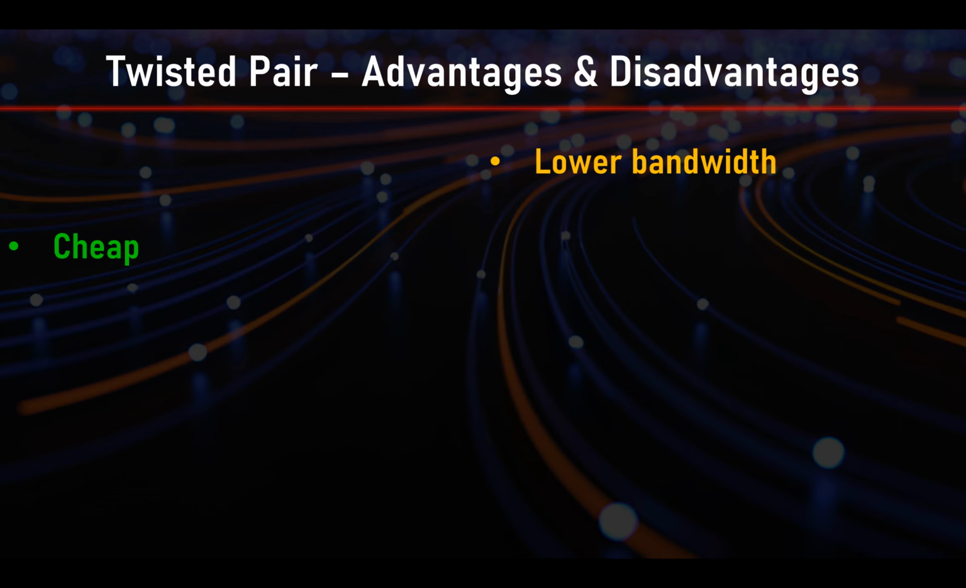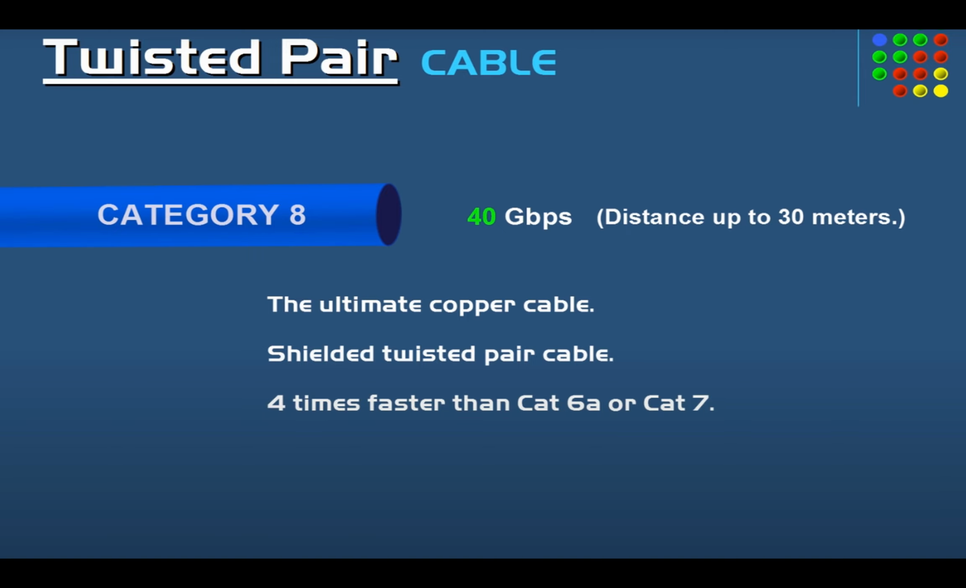The disadvantage is lower bandwidth, although I'll put this in orange because it's kind of relative. If we go back, category 8 can support 40 gigabits per second. If you're talking about a home setting, or even a classroom, a small setting, then 40 gigabits per second is more than enough, that's overkill. So in those simple environments, it's fine.